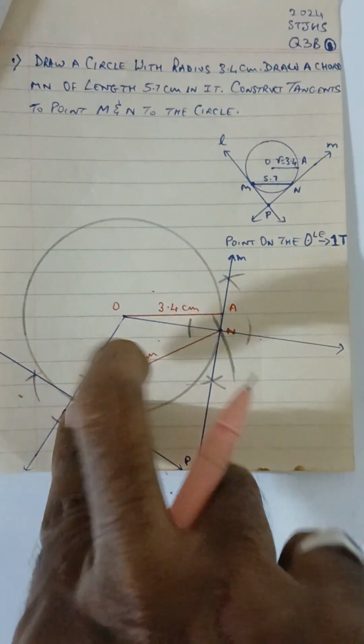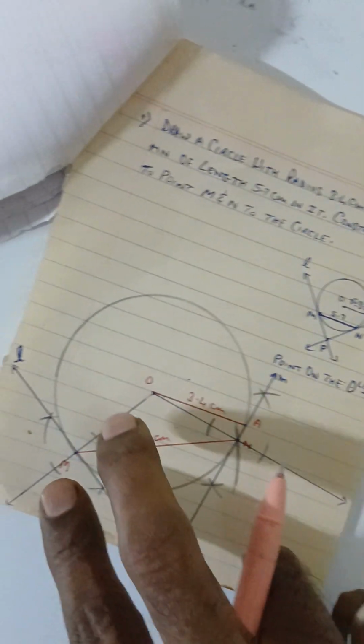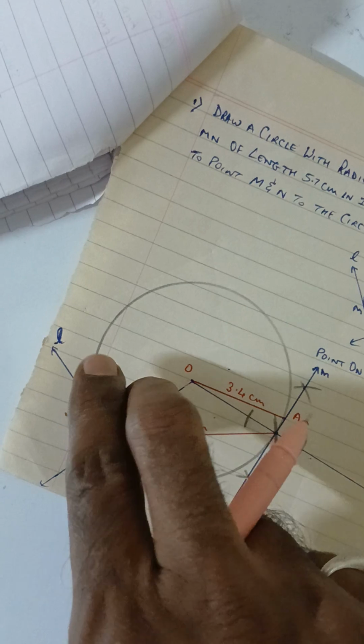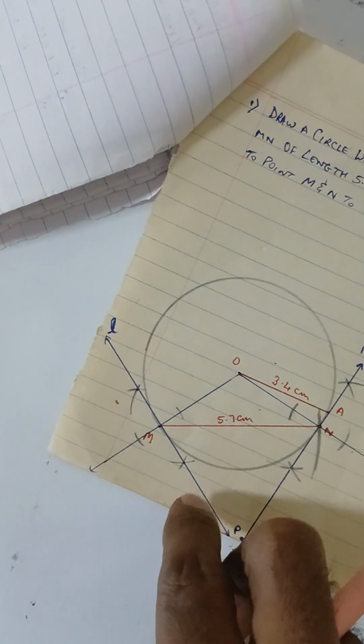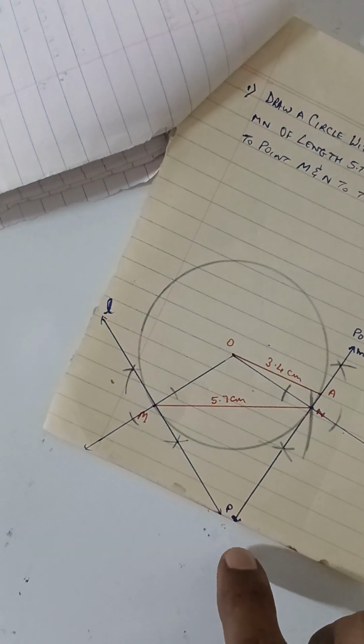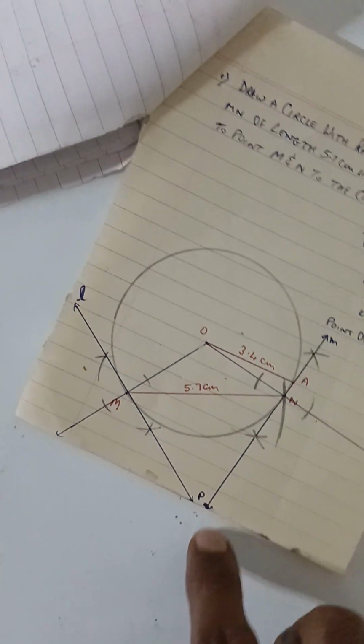Standing on point M, draw arcs on either side with the compass. Take the measure of the arcs. Draw arcs up and down, join them. Line L is constructed here now.